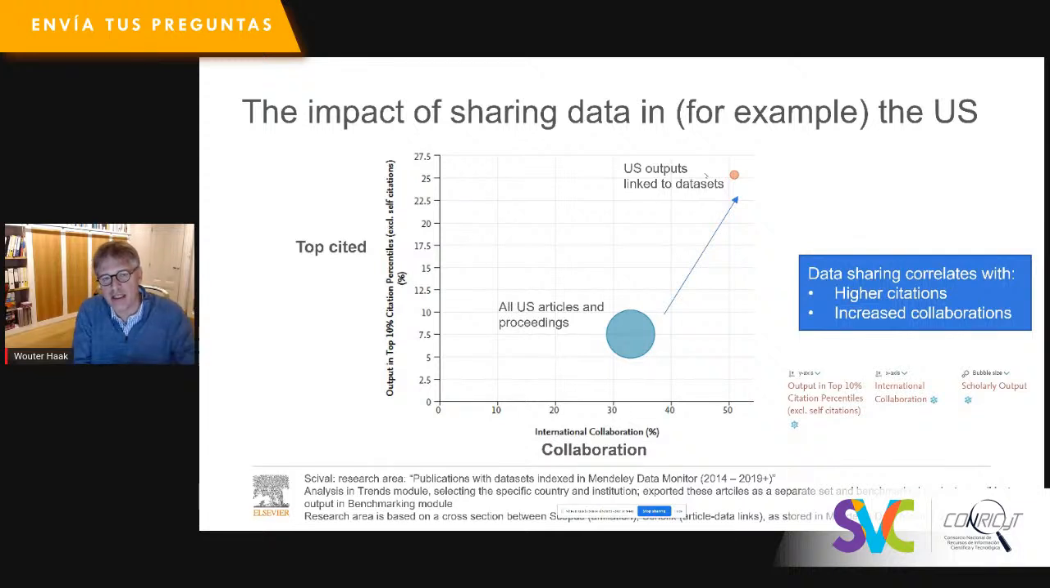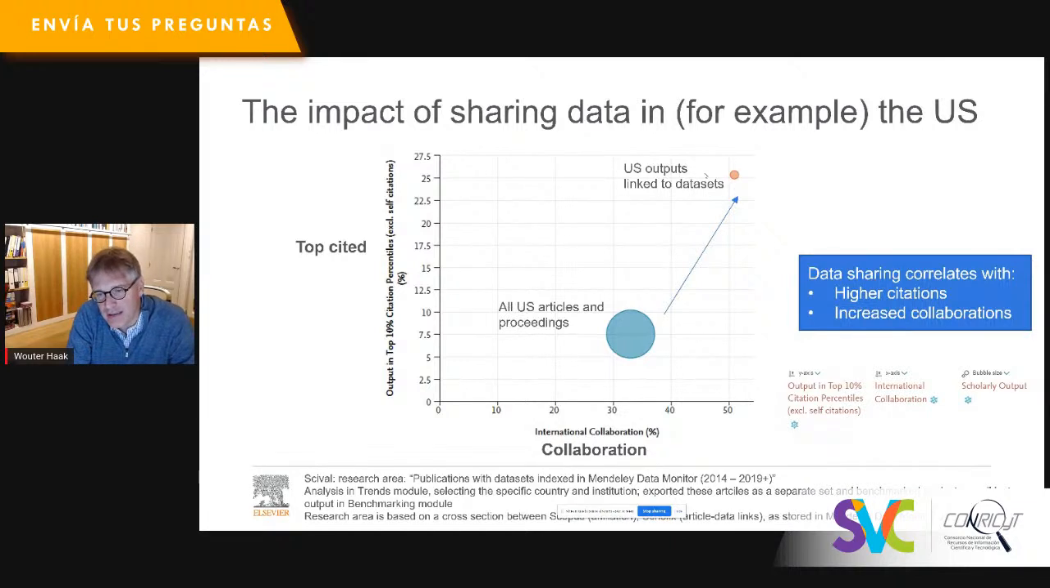And the other one is, what is the impact on being published in the top 10% citation percentiles? So how much does this impact citations? Now what you see is the big bubble in the middle is all the United States articles and proceedings, all the United States output. The interesting bubble is the little one in the top right.